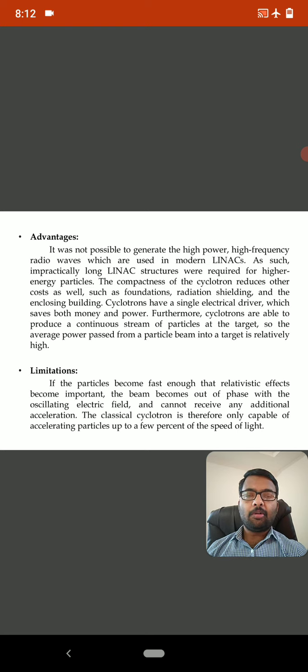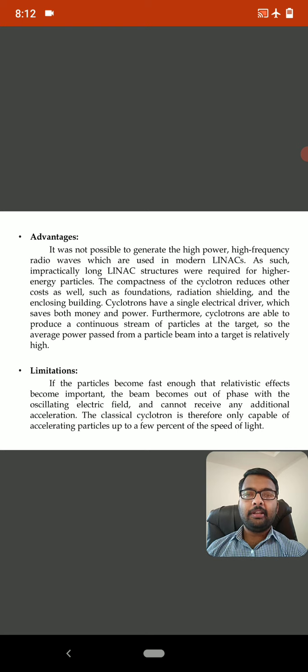Furthermore, cyclotrons are able to produce a continuous beam of particles at the target in the experimental station, so that the average power passed from the particle beam into a target is relatively high. So these are some of the advantages of this cyclotron.